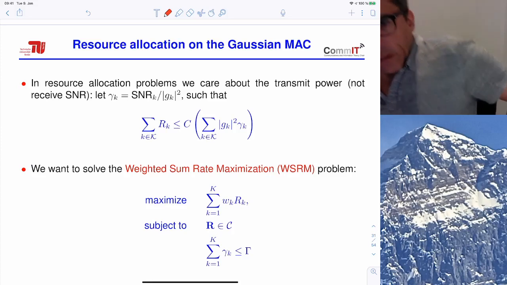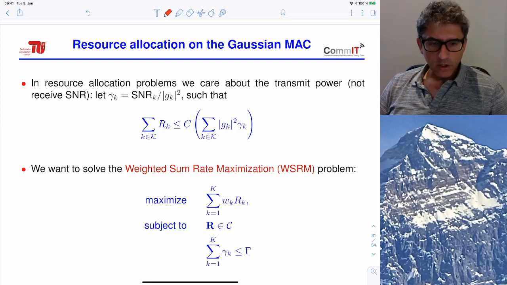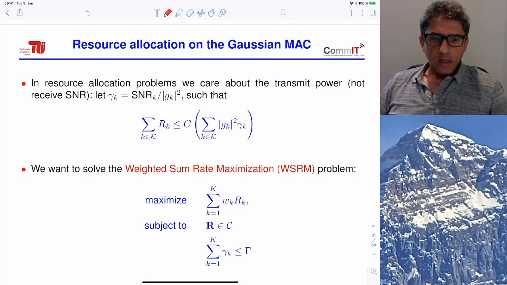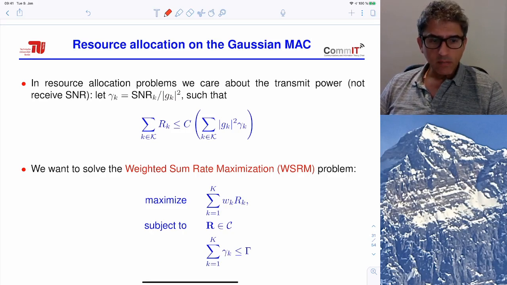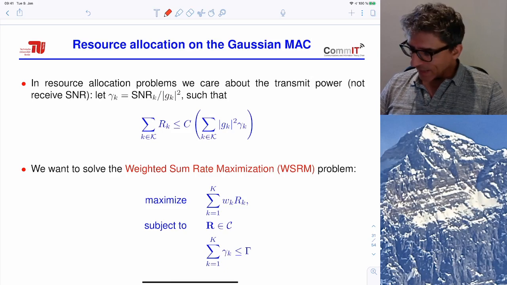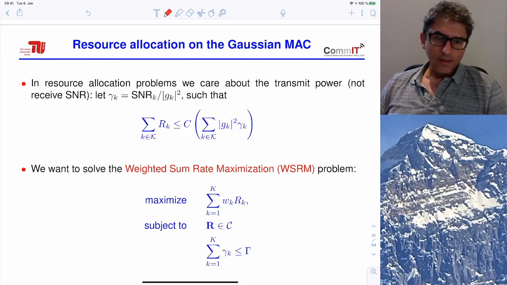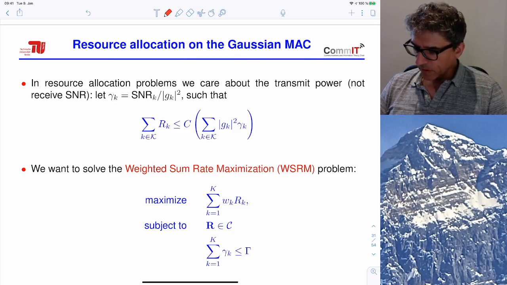Very well. So we finish this chapter by talking about the resource allocation on the multi-access channel, on the Gaussian multi-access channel. What is resource allocation? Well, you have here the capacity region of the Gaussian multi-access channel stated now in terms of transmit energy per symbol instead of received energy per symbol.